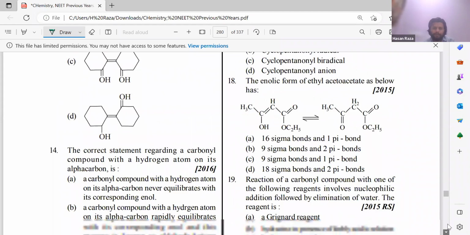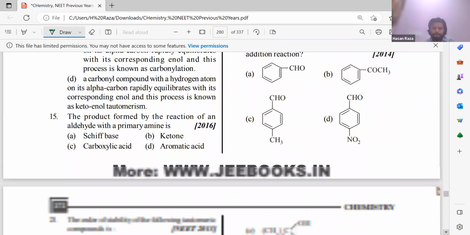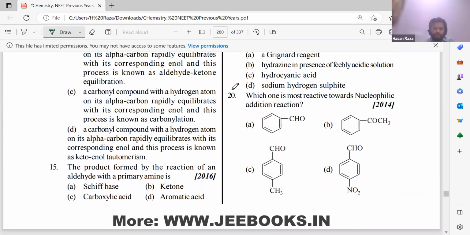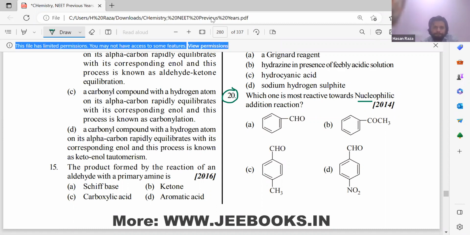Just wait a minute. I'm going to give you a very easy question. Please do this question number 20. It's very easy and important. Which is most reactive towards nucleophilic addition reaction? Very good, Alan.